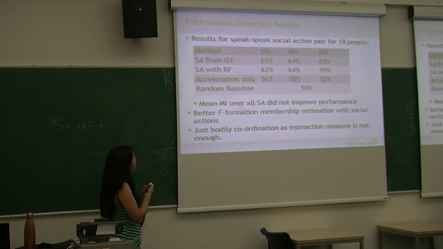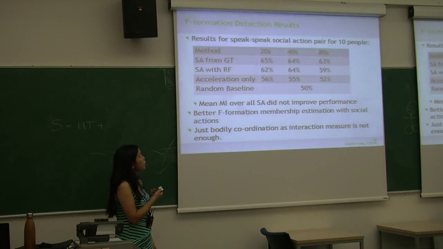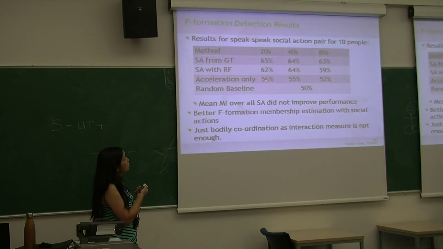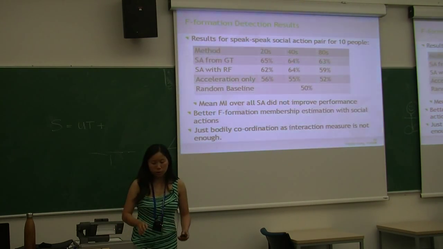The other important factor is that if we were to compute the mutual information on the raw acceleration, you see here that these values are not as high as the ones using the social actions. I should say that this means social actions as taken from the ground truth, and social actions as estimated with random forests. You can see that the performance is comparable to the ground truth, but definitely better than acceleration only.